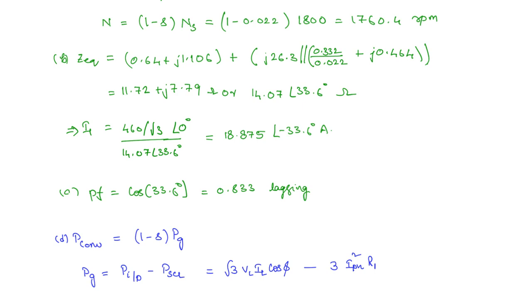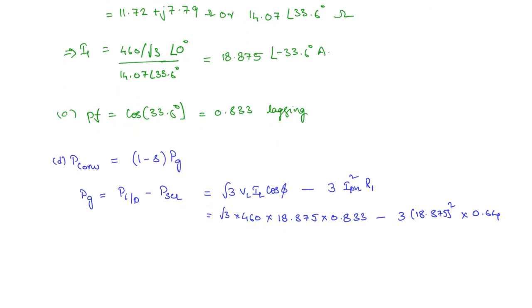Okay, so now we know all of the values here. What are all the values? The line voltage is 460. The stator line current or the phase current is one and the same in the Y connection. So here you are going to get 18.875 into cos phi, which is 0.833, minus 3 times 18.875 square into 0.64. If you calculate this, you are going to get 11.843 kilowatts.